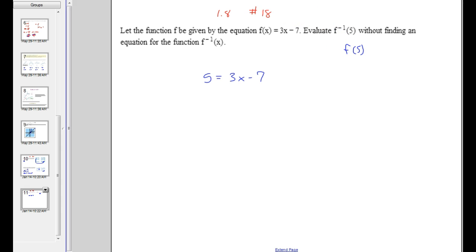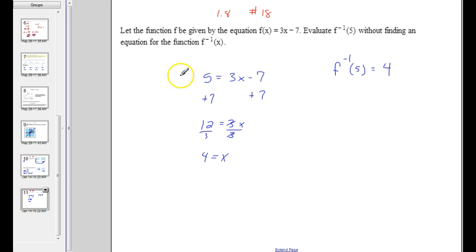Okay, so it's completely different, that notation, from this inverse notation. So instead of plugging a 5 in for x, we're plugging a 5 in for f of x and solving for x. So we add 7 to both sides. 12 equals 3x. Divide both sides by 3, we get x equals 4. So x equals 4, so that means f inverse of 5 is equal to 4.